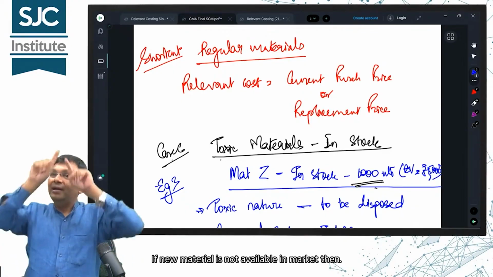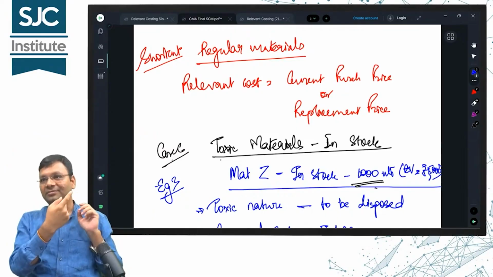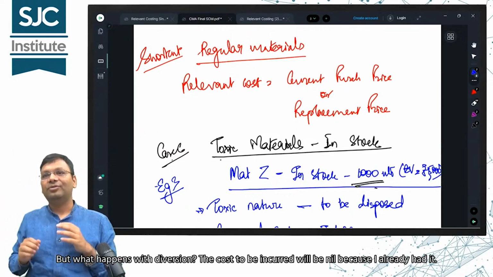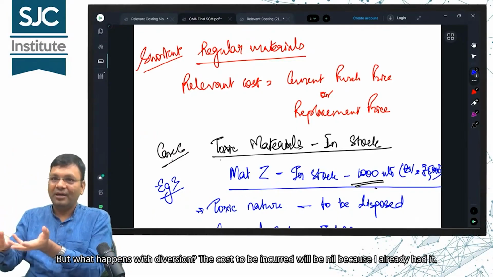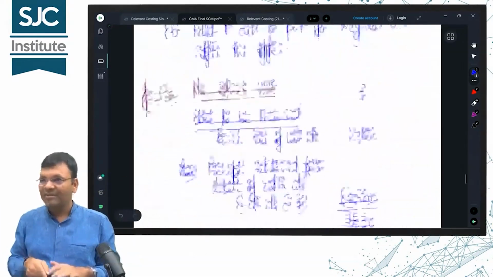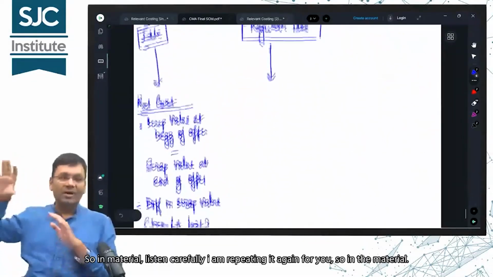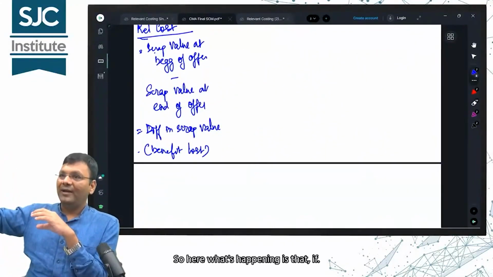If new material is not available in the market, then I will have to divert it. But what happens with diversion? The cost to be incurred will be nil because I already had it. We will have to add the benefit lost, which I explained in the last case. Okay? So in material, listen carefully. I'm repeating it again for you.